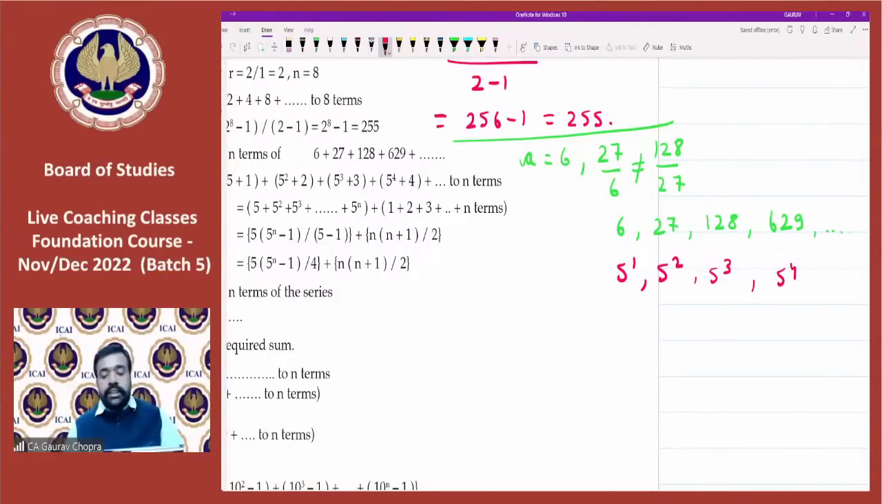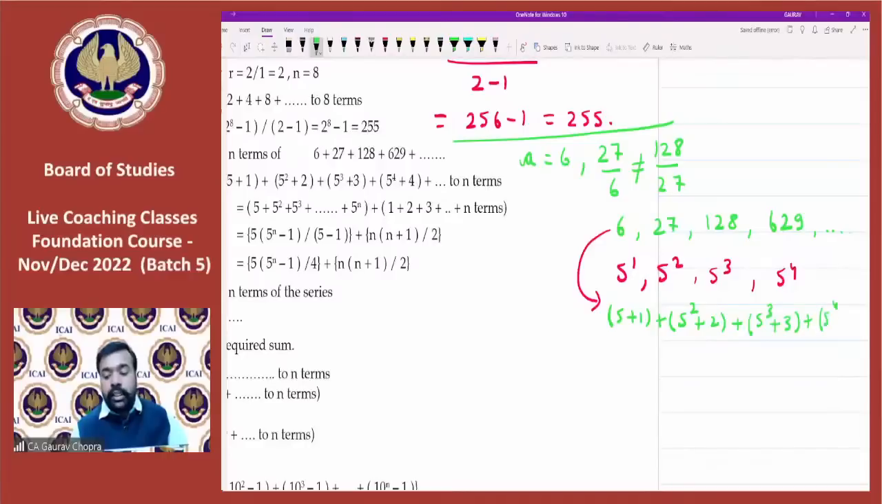So this is the hint, and now we can write this series in this format. So it can be 5 plus 1, then 27 can be written as 5 square plus 2, 128 can be written as 5 cube plus 3, and 629 can be written as 5 to the power of 4 plus 4. So this is a combination of series. Now we can easily separate them.